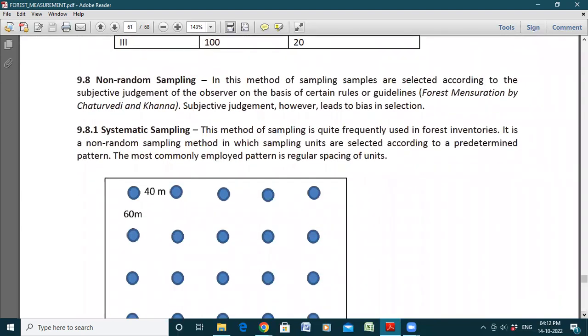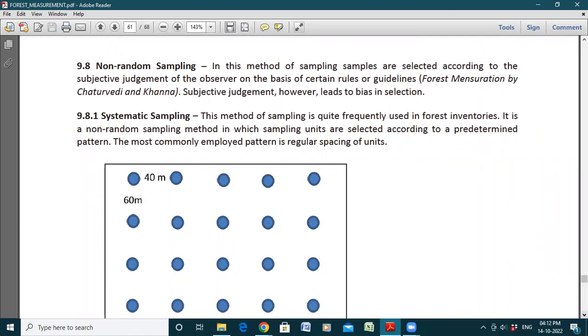Then non-random sampling, where samples are selected according to the subjective judgment of the observer on the basis of certain rules and guidelines. Like systematic sampling, which is quite frequently used. Systematic sampling is a non-random sampling, and here sampling units are selected according to a predetermined pattern, and the most commonly employed pattern is regular spacing of units.